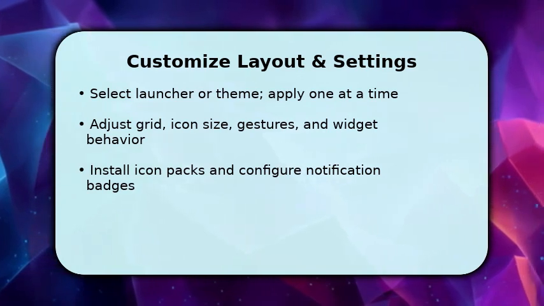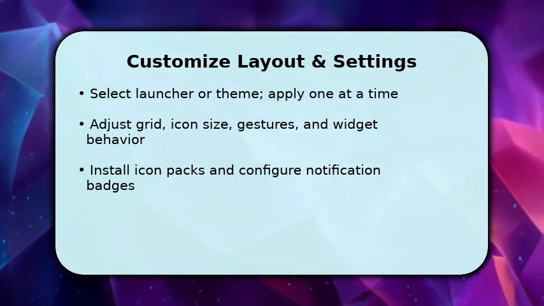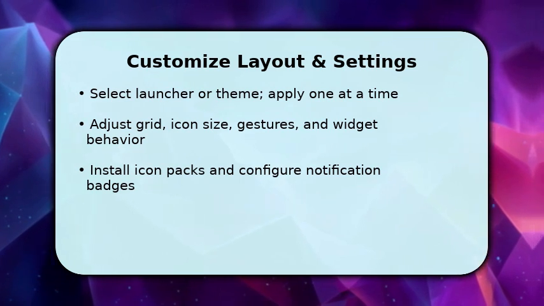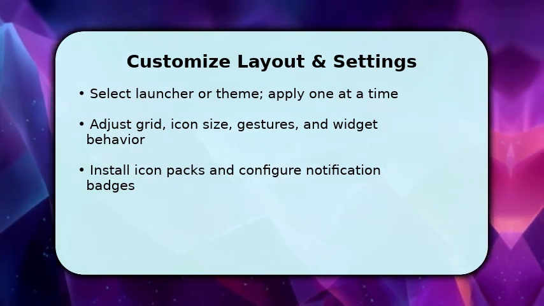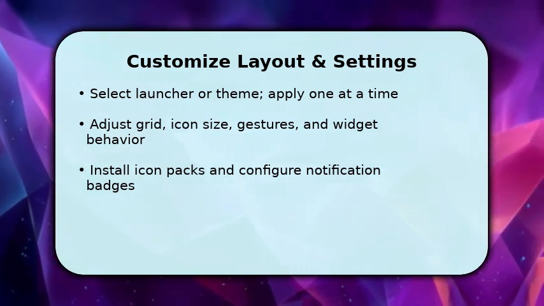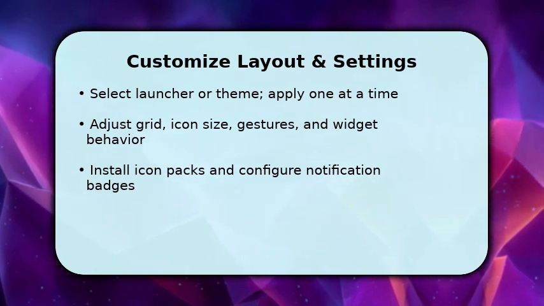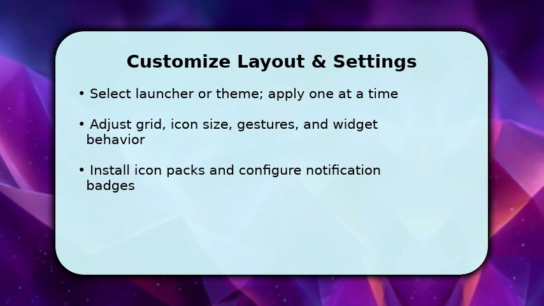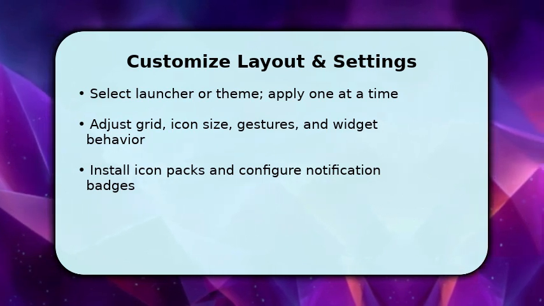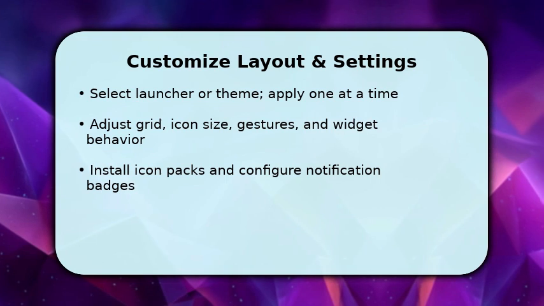Choose a launcher or theme and apply it, observing how the home grid, folders, and app drawer respond. Then adjust the grid dimensions, icon size, and label visibility to balance density versus readability. Once configured, set gestures and edge actions for navigation to speed common tasks.